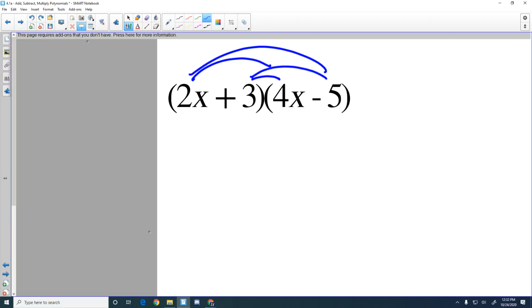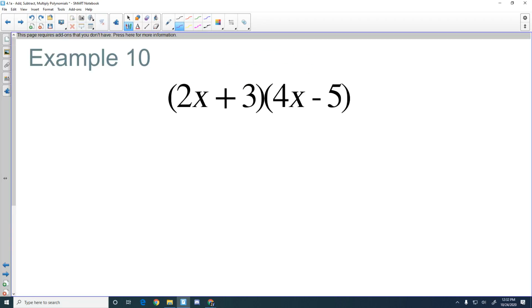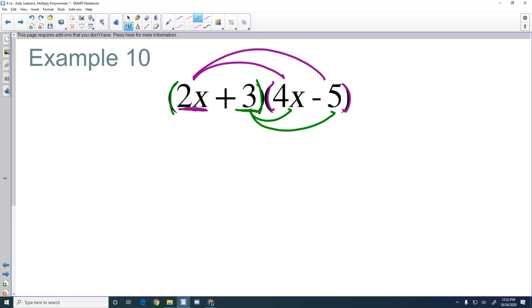And that's all FOIL truly is, right? That first outer means take this 2x times the 4x, and then take 2x times the negative 5, right? You're taking this first term, and you're just distributing it to everything in that second set of parentheses. Then take the second term, the 3, and you're also going to distribute it to every term in the second set of parentheses. So I don't want you to think of FOIL. I want you to think of distributing. And if there are multiple terms in front of your second set of parentheses, all you have to do is distribute each of those terms into the second polynomial.